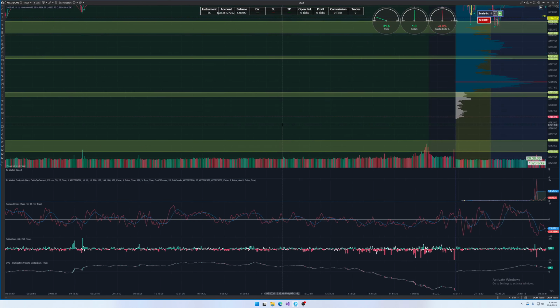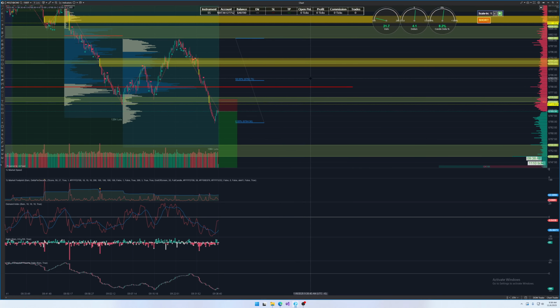And another high volume node quite at the bottom here. So let me put my little marker here. And if it goes there, we might want to go short with our evaluation account.